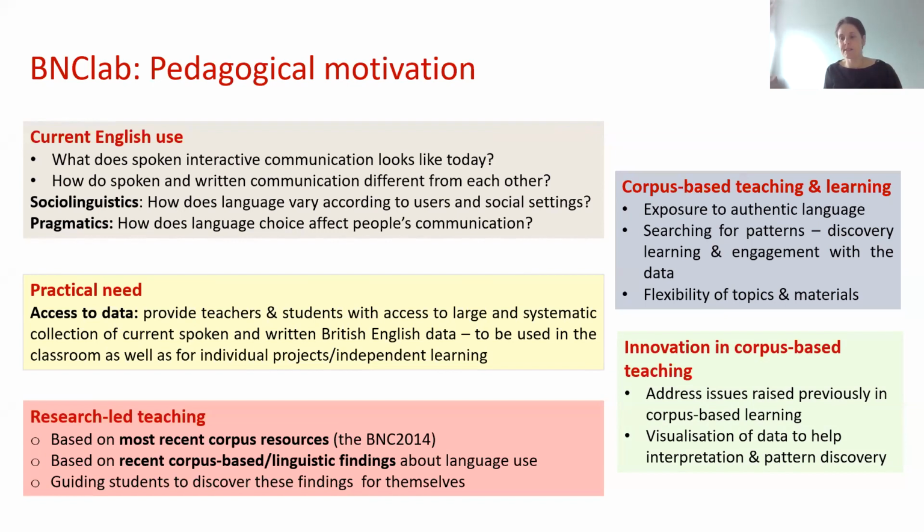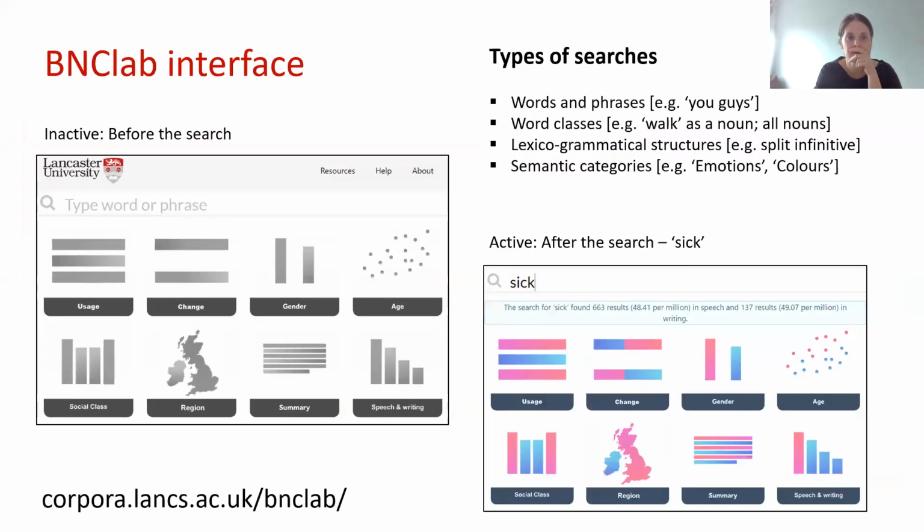So here we were addressing and responding to the issues and challenges that have been raised in this type of learning. For example, one of the issues that is quite often reported is that students have problems with interpreting quantitative data from a corpus, with finding patterns and understanding the patterns. So through the type of visualization that we included on the website, we tried to help the students in this respect. So let me now show you the interface and the functionality in BNClab.